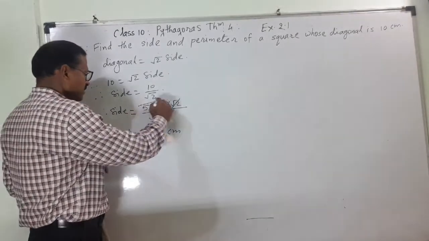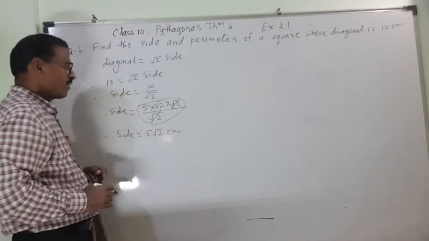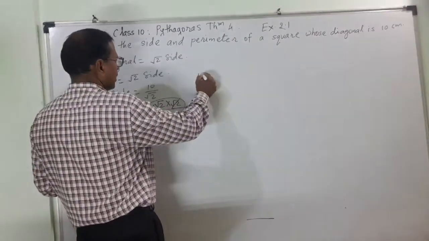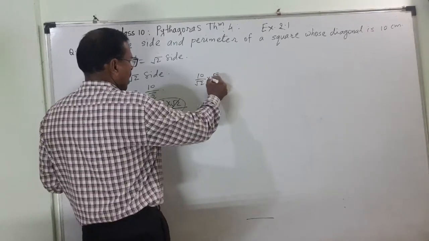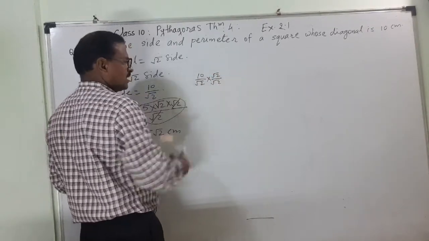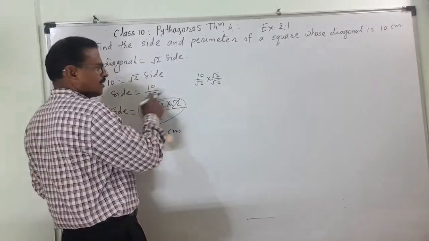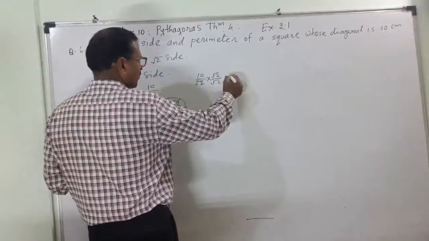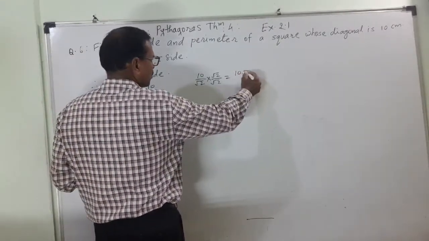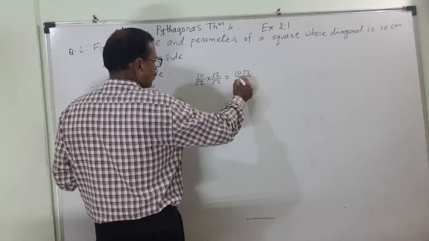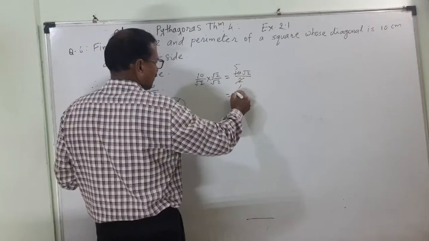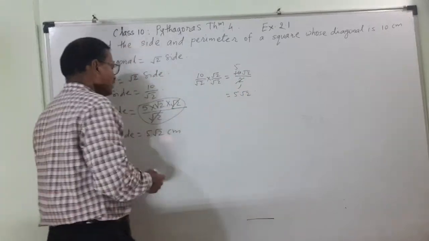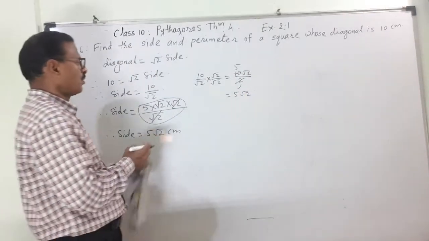This calculation, one can do in the other way also. 10 upon root 2 into root 2 upon root 2. So what is this? This is rationalizing the denominator. So that is equal to 10 root 2 upon root 2 into root 2 is 2. 2 fives are 10, so what is this? 5 root 2. So same answer. Okay.